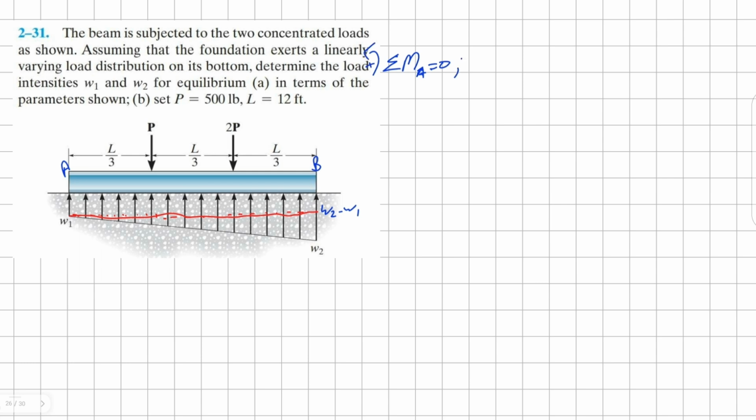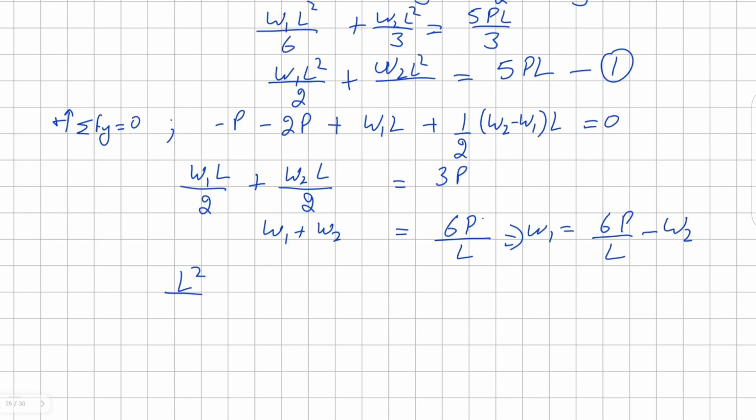First point we encounter is P, and it's in clockwise direction, therefore negative, and it's L over 3 distance away. Then we have 2P, and it's 2L over 3 distance away. Then we have our distributed triangular load. It's going to be positive because it's in counterclockwise direction. It's going to be W1. We can take L squared as common. It'll be W1 plus W2 equals to 5PL.